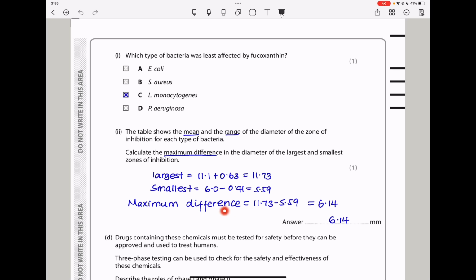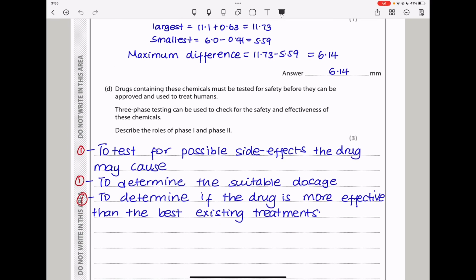So the maximum difference should be the largest value minus the smallest value, which gives us 6.14 millimeters. Down here they say drugs containing these chemicals must be tested for safety before they can be approved and used to treat humans. Three-phase testing can be used to check for the safety and effectiveness of these chemicals. Describe the role of phase 1 and phase 3.